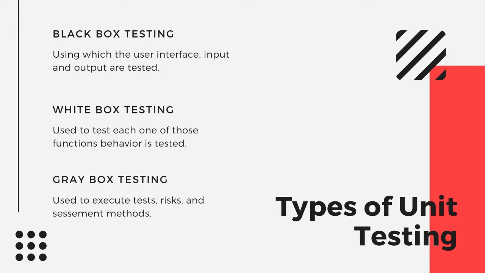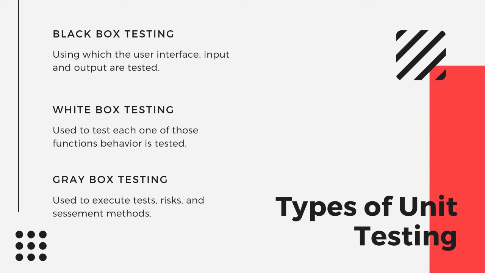This method of test can be applied virtually to every level of software testing. So black box can be unit testing or integration testing or system testing or even acceptance testing. So that's why we categorize black box testing as a type of unit testing.